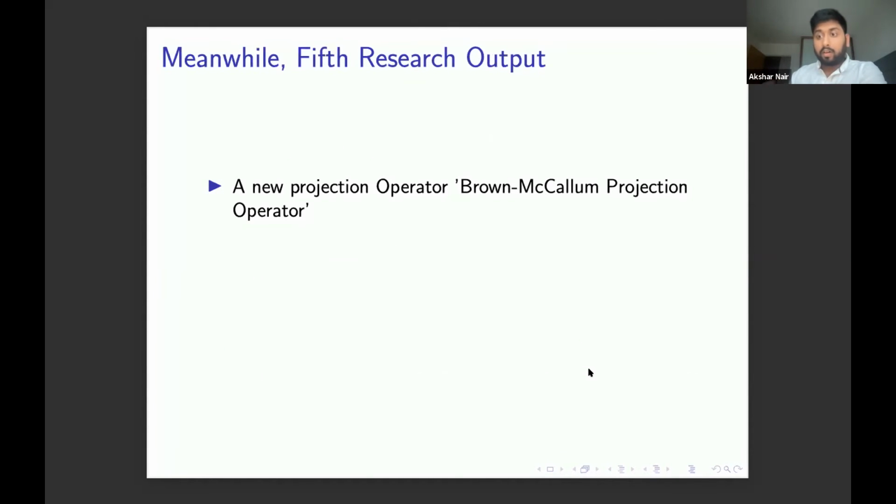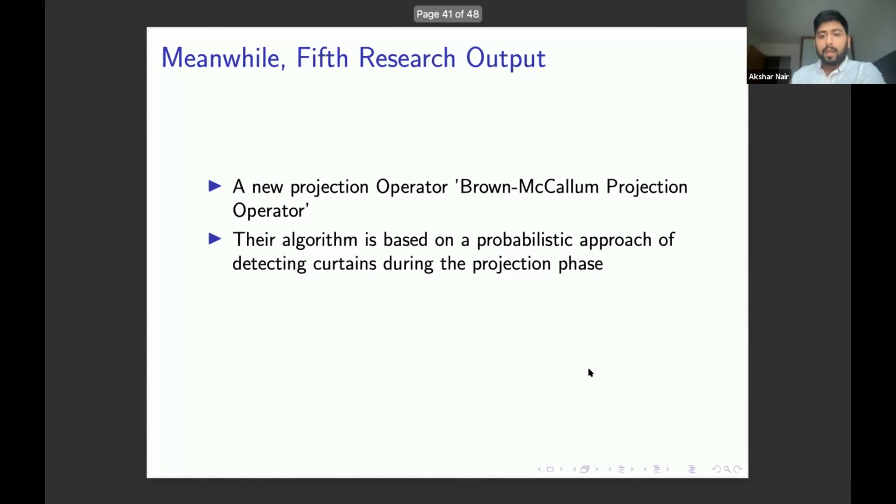Meanwhile, Brown McCallum came up with a new projection operator. Actually, that was in October of 2020, sort of close to when I was finishing up my thesis. And it was quite similar to the Lazard projection operator, omitting the trailing coefficients based on a probabilistic approach of detecting curtains during the projection phase.